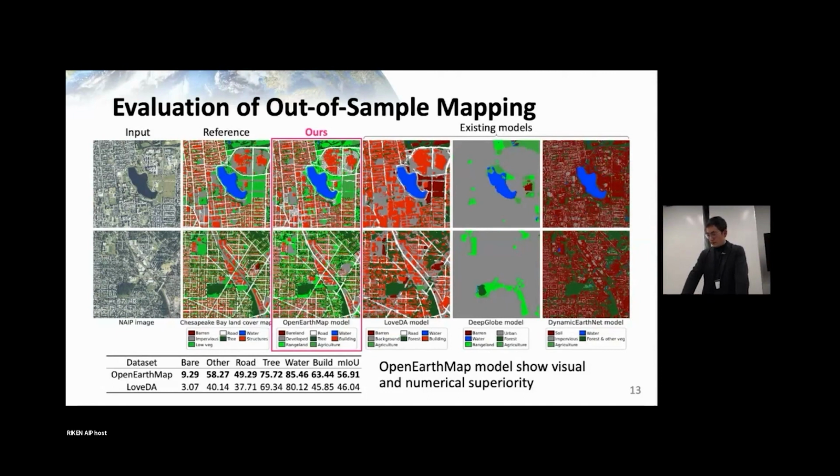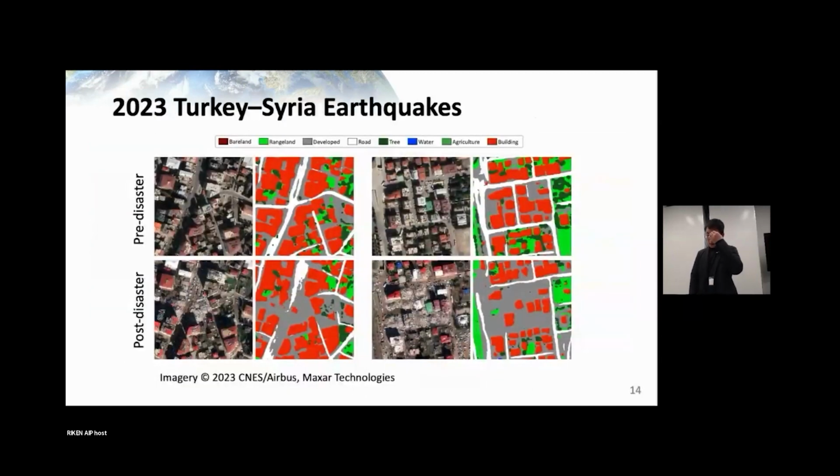And we also confirmed it's working quite well with the numerical evaluation. So the model can work as a kind of off-the-shelf model for many applications. And one application is disaster response. And this is the example applied to satellite images pre and post disaster for the earthquake in Turkey and Syria last year. And you can see that destroyed buildings and roads can be identified.